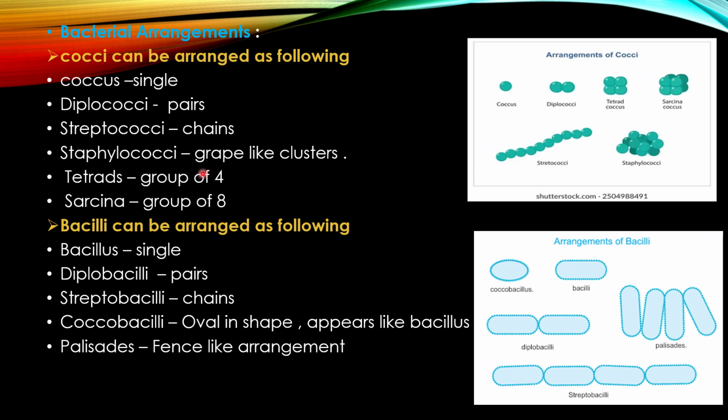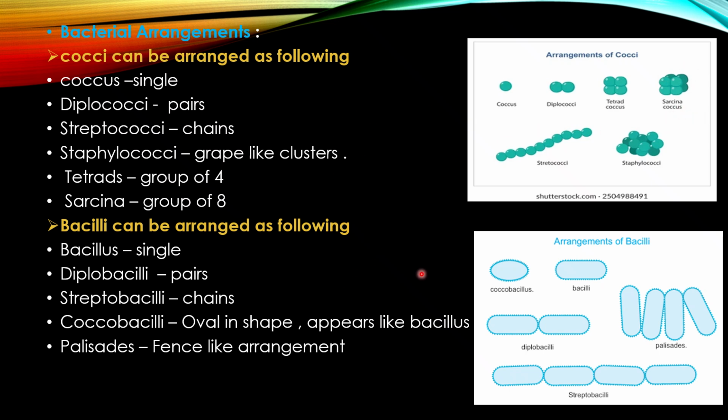The next is staphylococci, which is grape like clusters. This is how it looks. The cells are arranged to form a grape like cluster. This is called staphylococci. And then tetrads, as the name tells, tetra means 4. A group of 4 cells is called a tetrad. And then a group of 8 bacteria or cells is called sarcinae. So this is the arrangement of cocci.